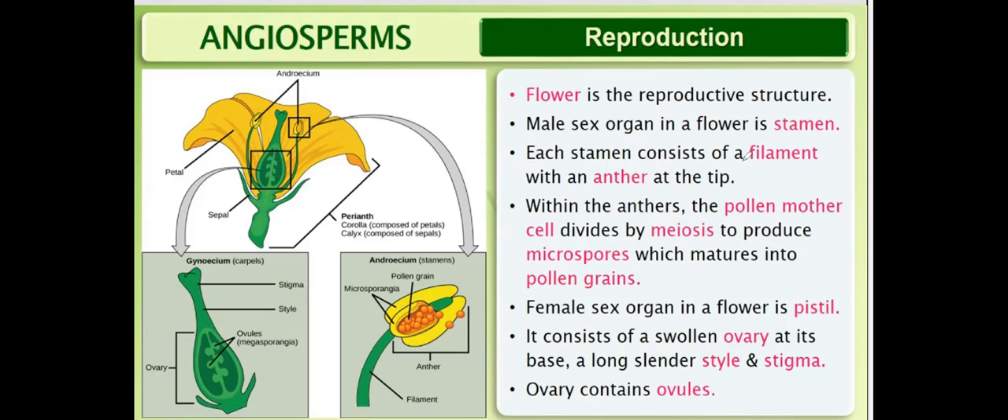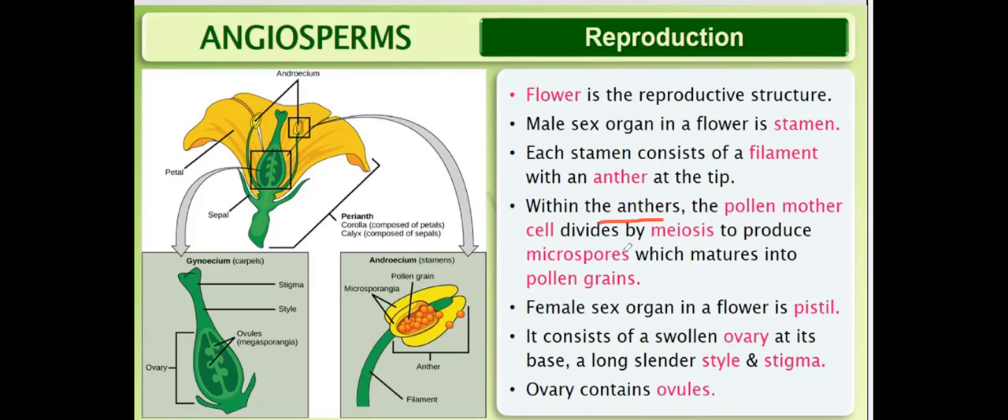Each stamen consists of a filament with an anther at the tip. If we see this stamen, it has one anther and a filament. This is anther and filament. This is one stamen, having one anther, and this is the filament. The anther is at the tip of the stamen filament.